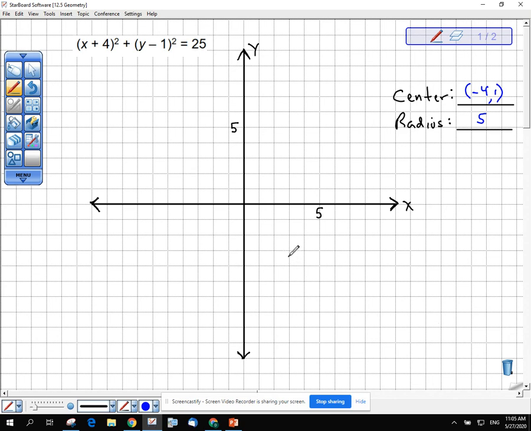And then with that information, like I said, we can go ahead and plot that. So negative 4, positive 1 would be here. Okay. And then as far as getting the circle, that's the center, right? That's not really part of the circle, but we're going to measure from there the radius. As far as that goes, you really just need to go in 4 directions. Go up 5, down 5, left 5, and right 5, and then draw the circle.